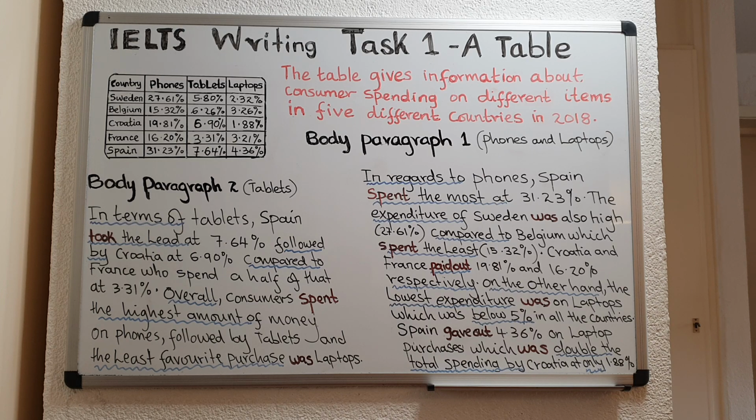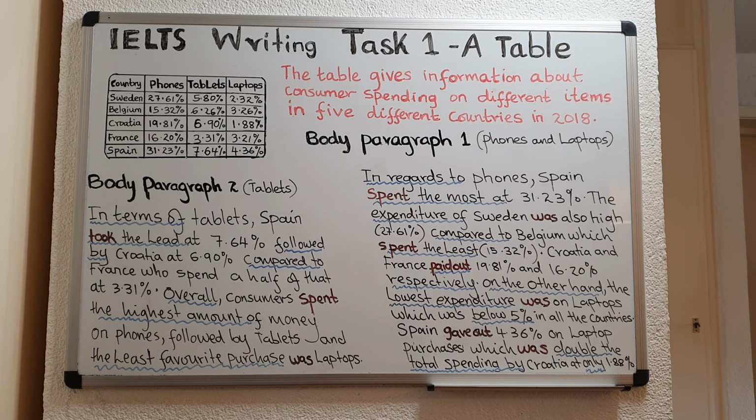So based on my analysis in paragraph 1 and paragraph 2, I have arrived at the conclusion that overall consumers spend the highest amount of money on phones, followed by tablets, and the least favorite purchase was laptops. Now, the idea behind writing paragraph 1 and paragraph 2 is that you have to divide the items that are in the table into some kind of logical order to give you an opportunity to compare and contrast.